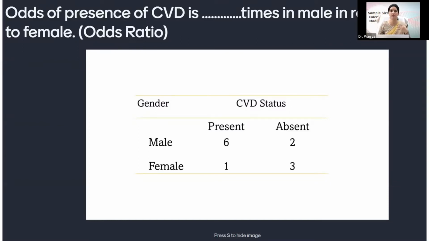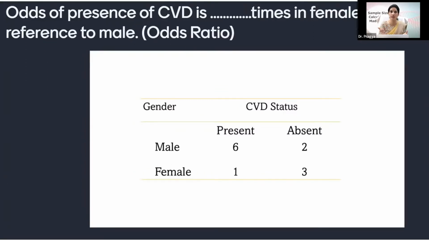So in this case, if I reverse the question, if I ask what is the odds of presence of CVD, I'm asking the odds ratio in female as compared to male. So the question will be, the odds of presence of cardiovascular disease, how many times in female in reference to male? Then what will be the answer? Yes, Ria is right. Anyone? 1 by 3. Yes. And 6 by 2. Yes, you are right. So now it is reversed. So you try explaining this, like 1 by 3 and 6 by 2. Ultimately, it will give the odds ratio in female.